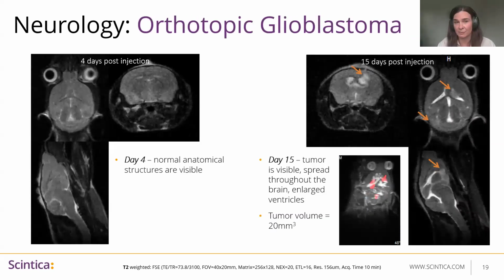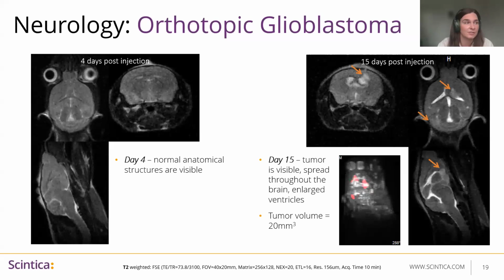So this is another example of glioblastoma. This is a longitudinal study. 4 days post-injection, we don't see any tumor growth at that point. All the structures appear to be normal. 15 days post-injection, though, we do see the growth of a tumor within the ventricles, and we are also able to visualize some metastases that have progressed throughout the ventricles. And we're able to then quantify that tumor volume in a third-party software, which we typically use VivoQuant.